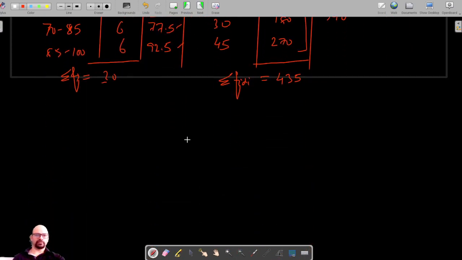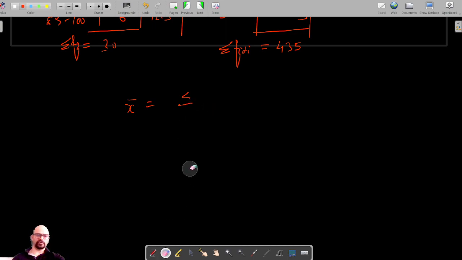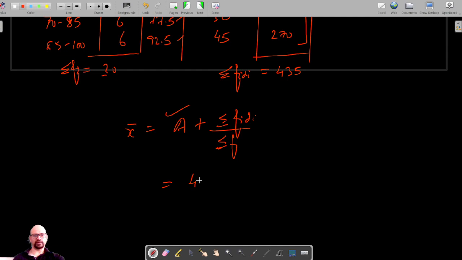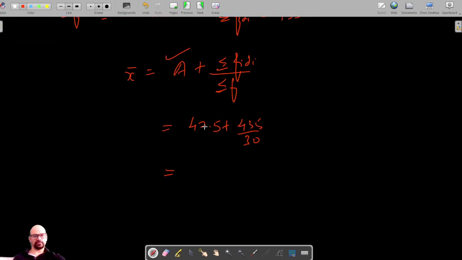Now, in the assumed mean method, our formula to find the mean will be A, the assumed mean, plus sigma fi into di divided by sigma fi. A, the assumed mean, is 47.5. Sigma fi into di is 435, and sigma fi is 30. In this case, I would prefer not to take the LCM because that will make the calculations time consuming. I will just go ahead and divide 435 by 30, which will give me 14.5. So this is 47.5 plus 14.5, which will give me the result, that is the mean, as 62. So this is the mean of the marks obtained by the students, which is 62, and this method is called the assumed mean method.